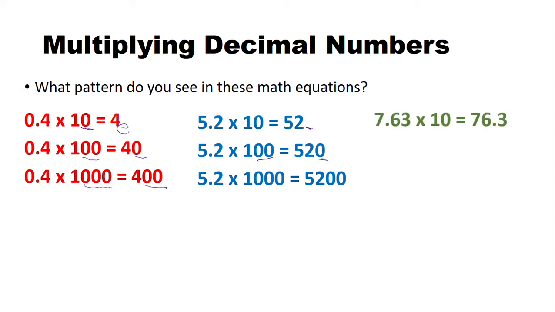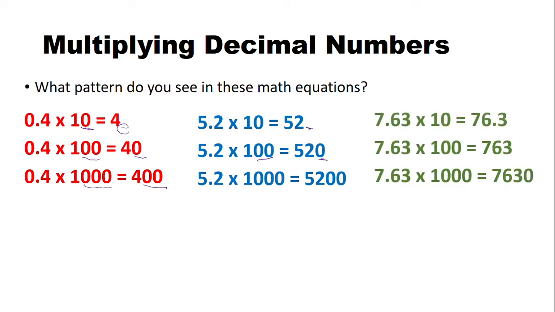Let's try a 2 decimal number, and here's the pattern. What I'm actually seeing, if I disregard the zeros and think about just the decimal, is this: the decimal here, 0.4, in 4, it's now here. If I multiply, now I see a decimal here. In this case, it's moved 1. In this case, the decimal has moved 2. In this case, the decimal has moved 1, 2, 3.